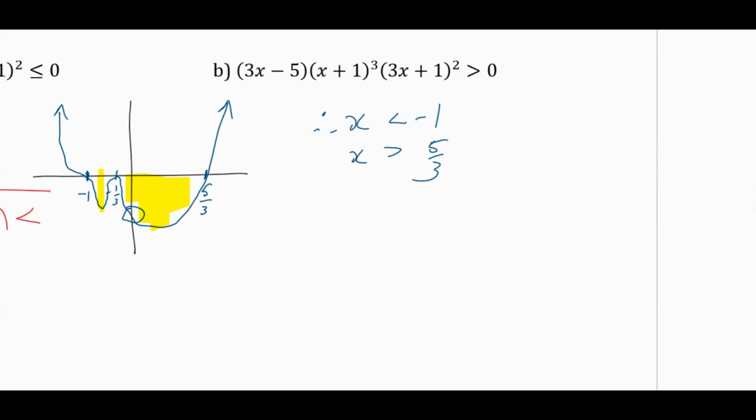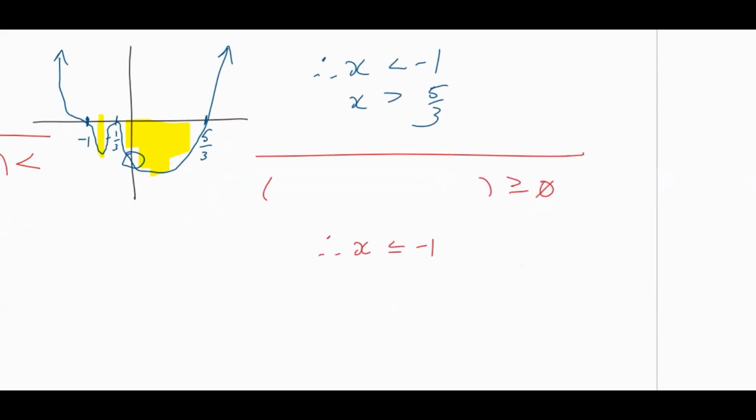Remember, stop me if you have questions. Otherwise, I'm going to go fairly quickly. What if it's greater than or equal to 0? It certainly changes things. So I would still get here, but except it would be x less than or equal to -1. And I would still get this, except it would be x greater than or equal to 5/3.